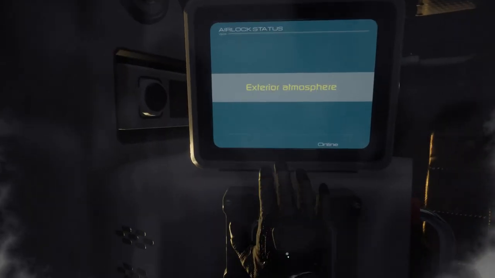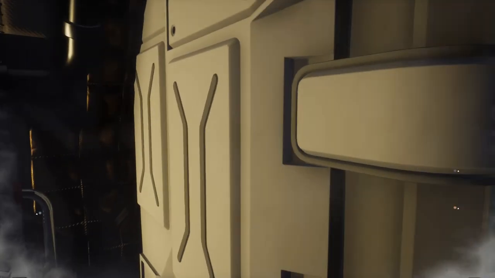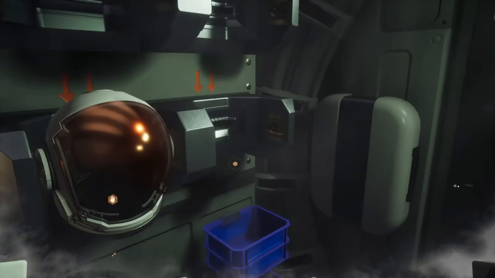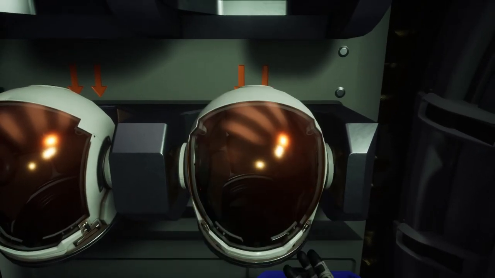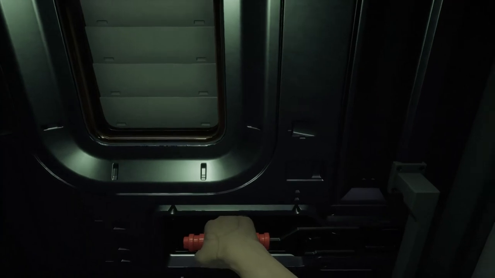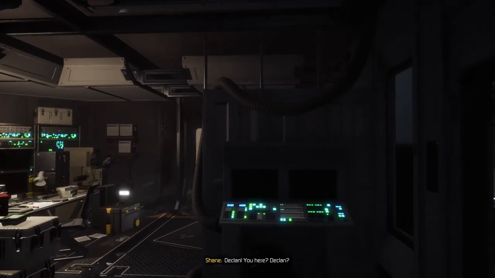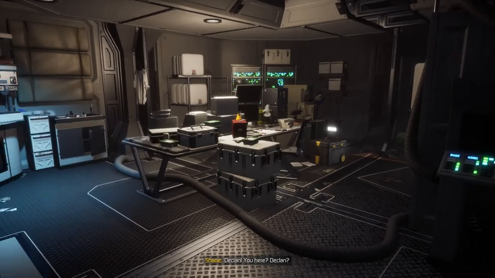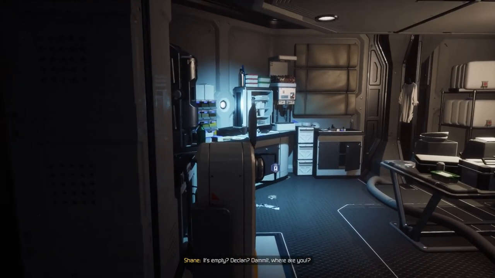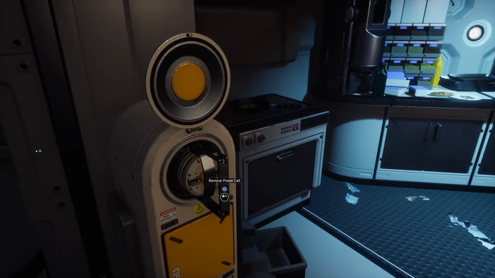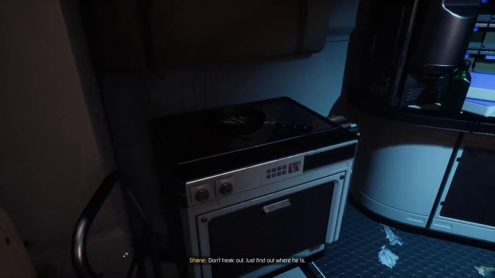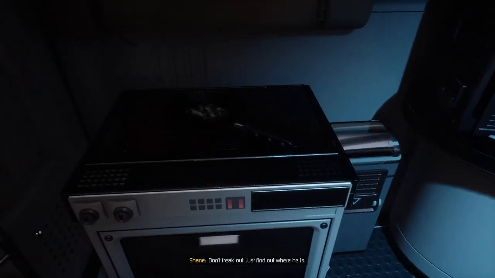Okay, first, need to remember about the atmosphere. I've almost killed myself once before with this. Declan, you here? Declan! It's empty? Declan! Damn it, where are you? I'll remove power cell. Okay, I'm going to... Don't freak out. Just find out where he is.